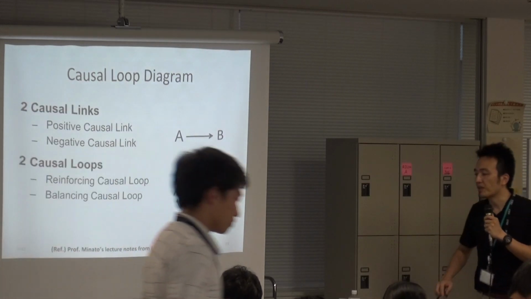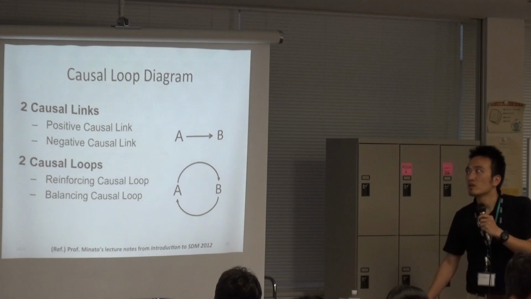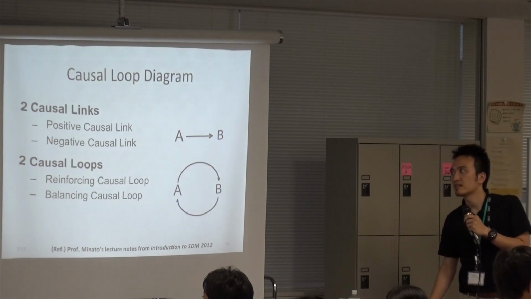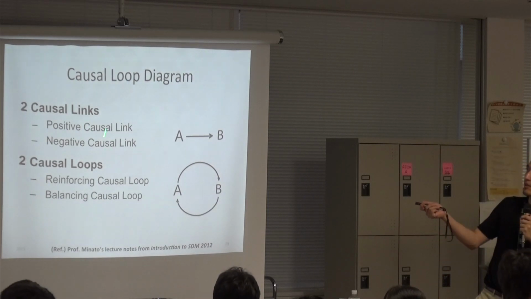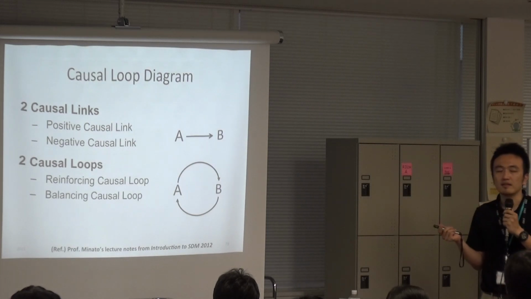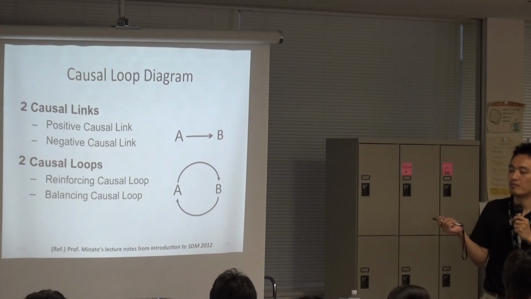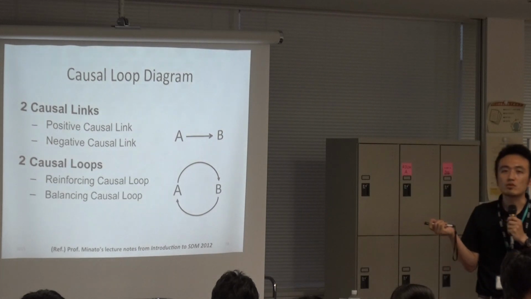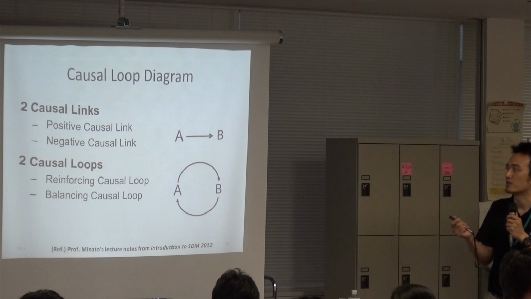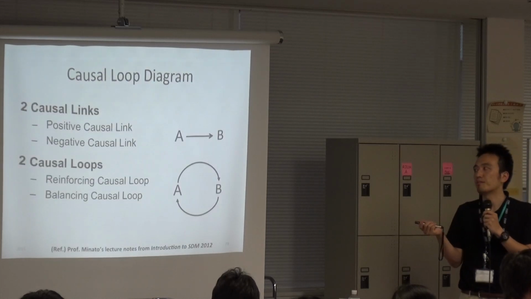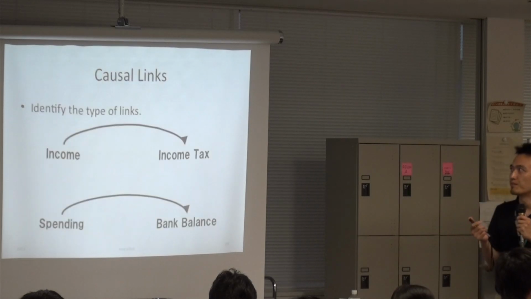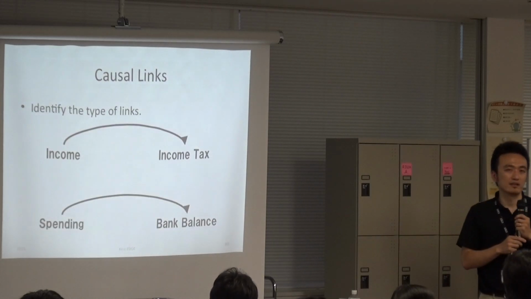Here are two things you should know. There are two types of causal links. One is called a positive causal link, and the second one is called a negative causal link. And there's another thing that you should be able to identify. There are two types of causal loops. One is a reinforcing causal loop, and the other is a balancing causal loop. I'll explain with examples soon. Let's start from causal links.